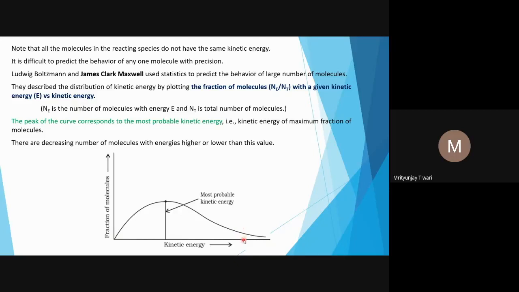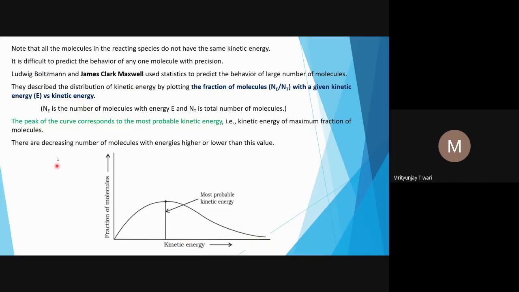Suppose the activation energy for a particular reaction is here. Then this fraction of molecules, with this area, will have kinetic energy more than the activation energy, and these molecules will form the product. So again I'll read this from here. Ludwig Boltzmann and James Clerk Maxwell describe the distribution of kinetic energy by plotting the fraction of molecules, that is Ne by Nt, with a given kinetic energy E versus kinetic energy.